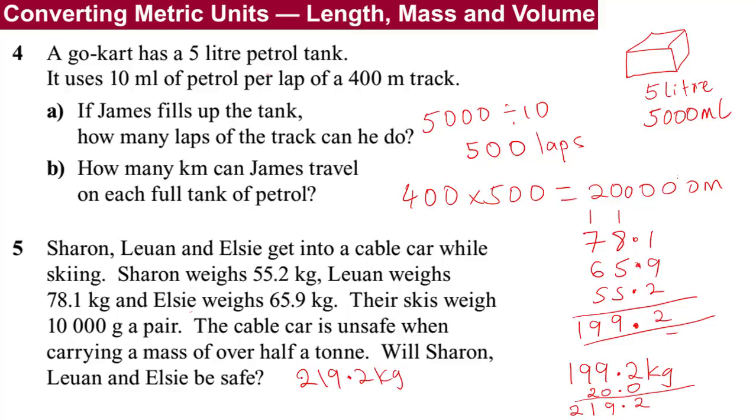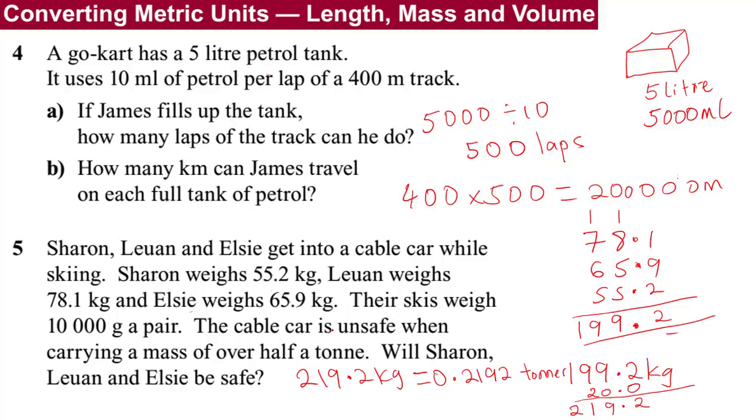Okay. Now the next thing I'm going to do is change this into tons. 1 ton is 1,000 kilograms. So if I'm changing from kilograms to tons, we're going to divide this by 1,000. If you divide this by 1,000, the decimal point moves this way 3 times. So the answer there is going to be 0.2192 tons. Okay. So that's altogether.